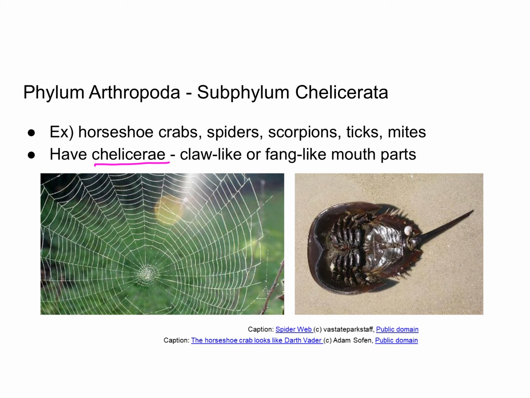And in case you didn't know, this is a horseshoe crab right here. And this is actually the underside of it. So this is the belly. You can see these are the legs here. And then it has this tail.